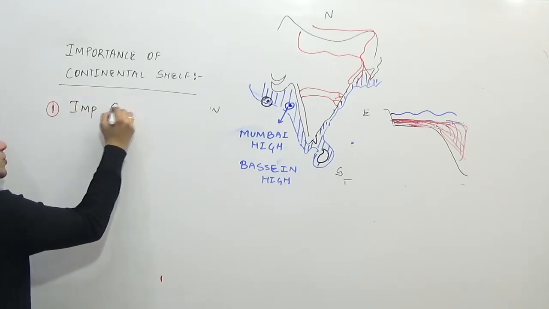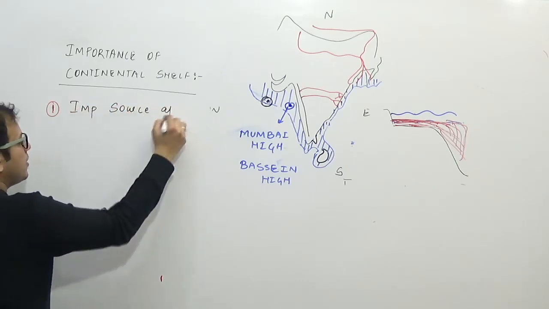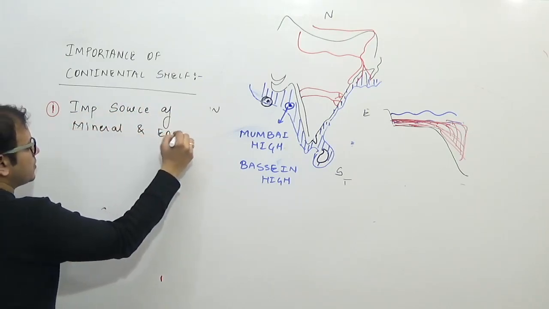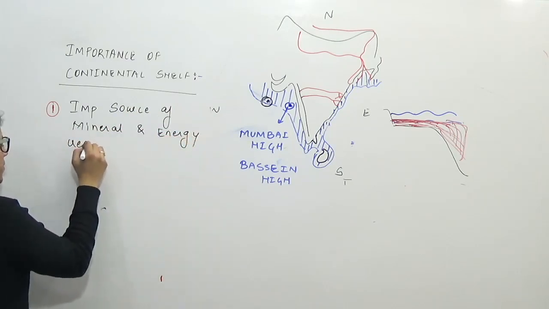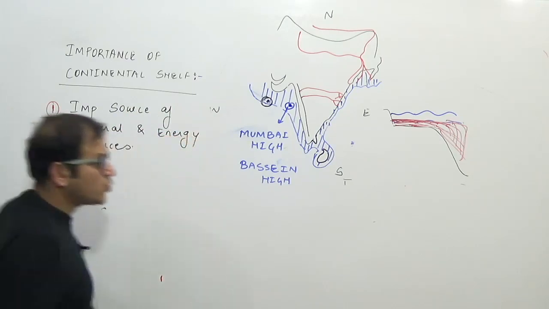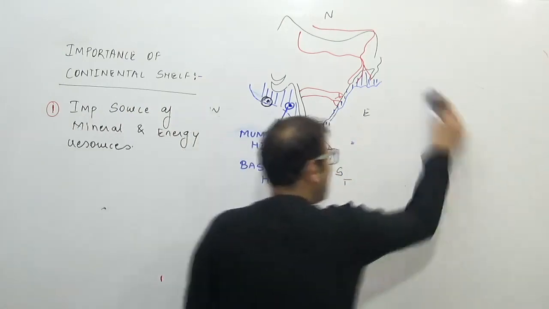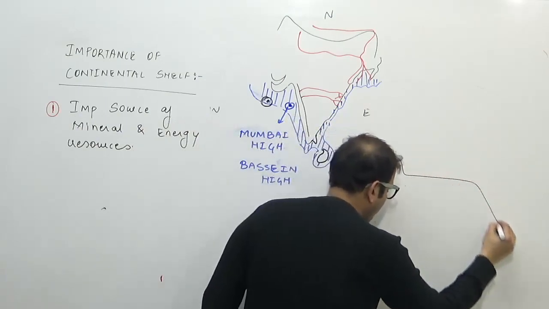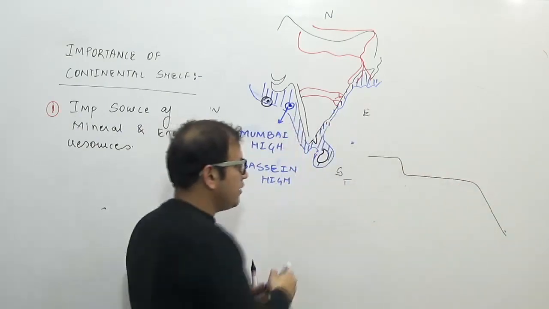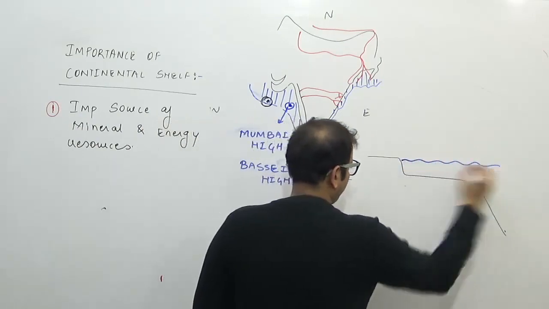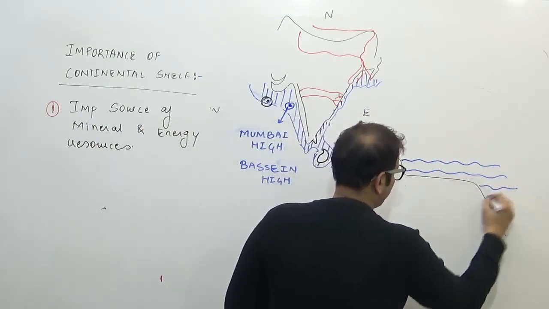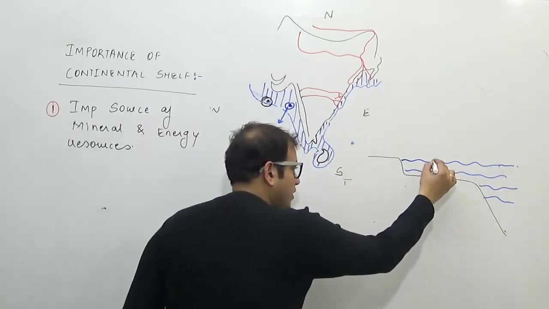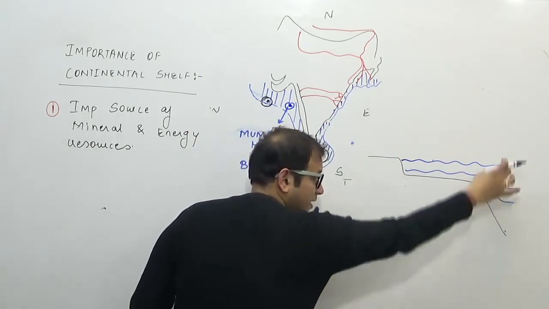Important source of mineral exploration, mineral and energy resources. Why are they an important source of mineral and energy resources? Because if this is a continental shelf region and the other is a continental slope, we do not have that much technology that we can construct a platform for the exploration of oil and natural gas deep inside the sea.